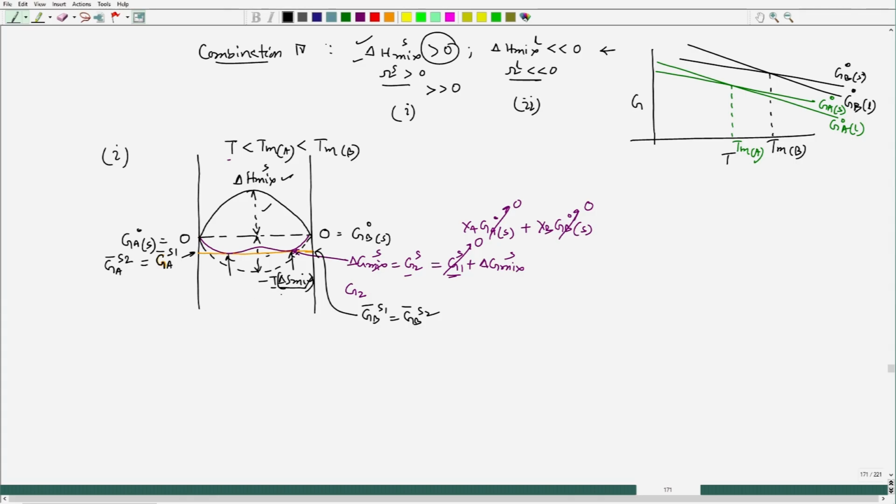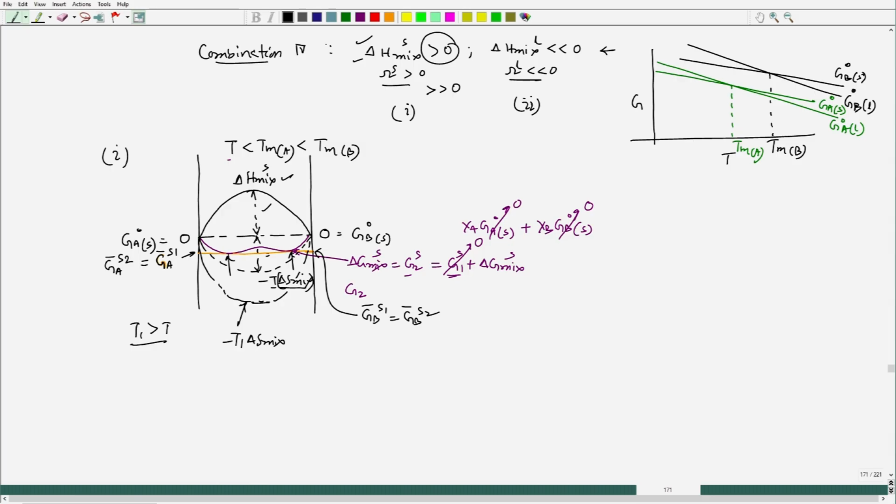So, it will be further going down and convex downward. So, this plot would change to, let us say this becomes T1 del S mix, and T1 is greater than T, because del S mix is positive always, minus T del S mix is always negative. So, it will further go down.